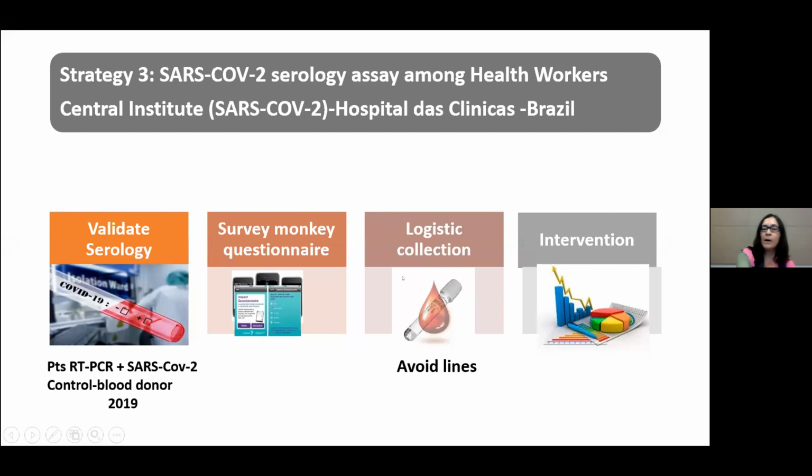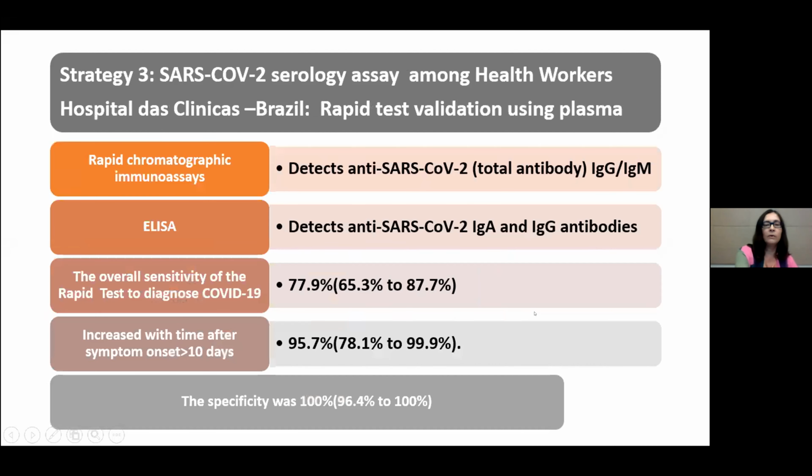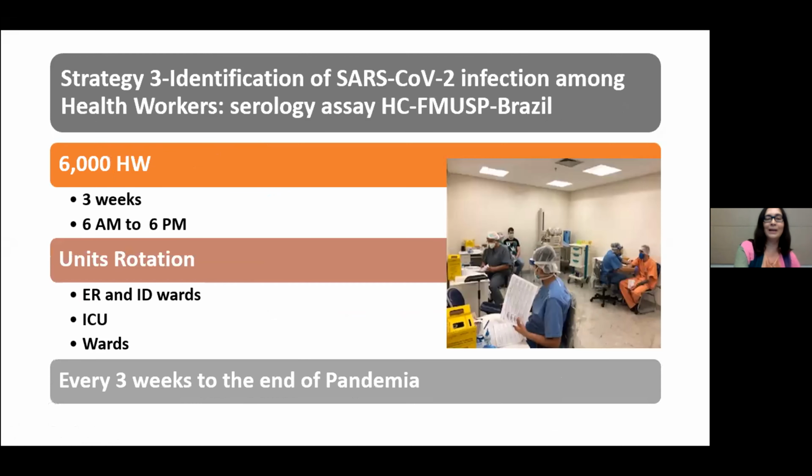We have to think about the logistics of the collection of the blood to avoid lines, and then the intervention, what we use the data for. So we validated a rapid test that detects total antibody that was compared with the ELISA test, and the overall sensitivity was 17%, increasing with time after symptom onset to 95% over 10 days. The specificity was 100%, sorry, I spoke Portuguese.